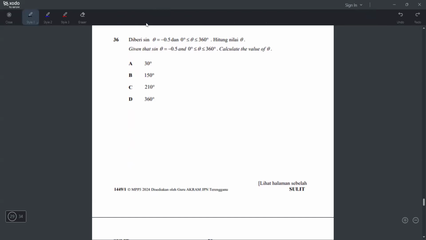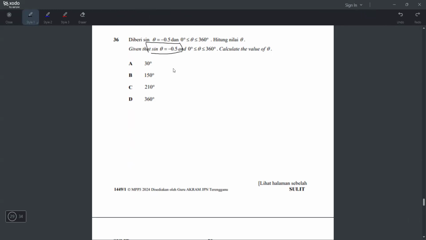Okay, 36. Given that sine theta is negative 0.5, theta is in between 0 and 360, calculate value of theta. Okay, sine equals to negative 0.5. This is normal case, right? If the sine theta equals to 0, ataupun sine theta equals to 1 or sine theta equals to negative 1, that one is special case, right? And in total got 7 special case, right? Sine equals 0, sine equals 1, sine equals negative 1, and then cos equals 0, cos equals 1, cos equals negative 1, and then tangent equals 0. Okay, so in total got 7 special case, but this one is normal case.